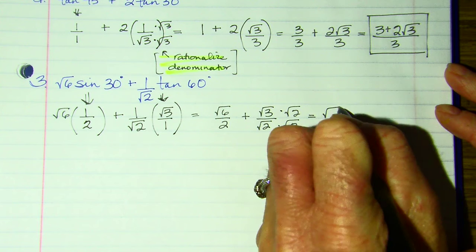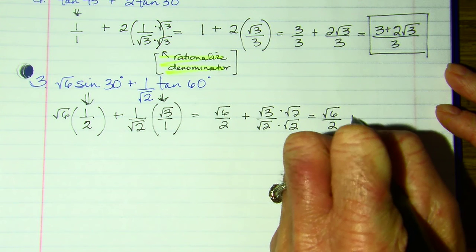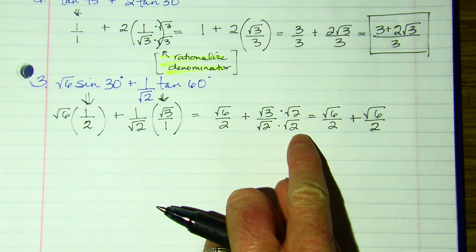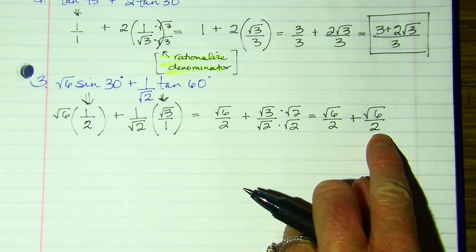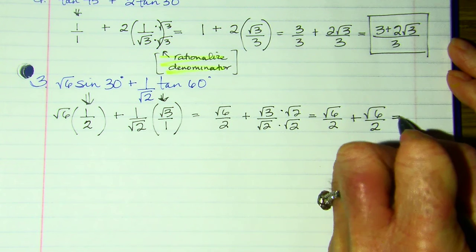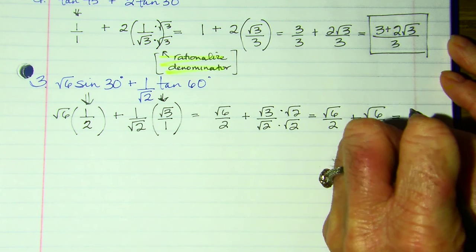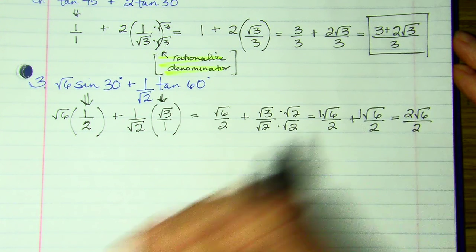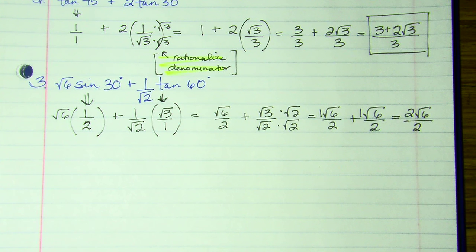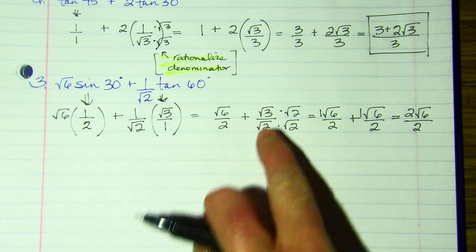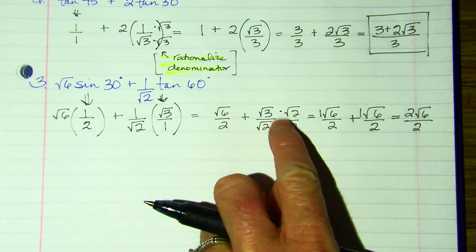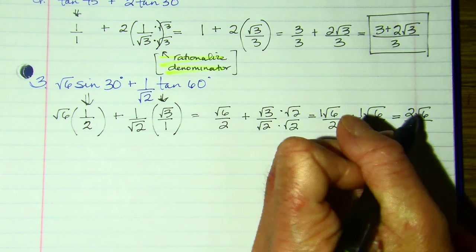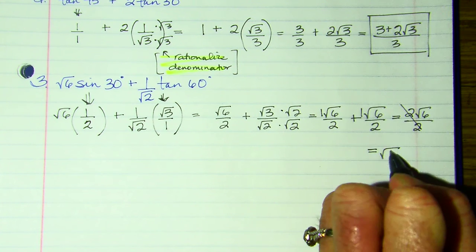So this gives me root 6 over 2 plus root 6 over 2. Look how that worked out. Remember, square root of 2 times the square root of 2 is just 2. So my final answer, close to my final answer, is 2 root 6 over 2, right? I have 1 root 6 plus 1 root 6, they don't change. I only change radicals when I'm multiplying. So square root of 3 times the square root of 2 is the square root of 6. Okay? So now these cancel, and I'm left with root 6.